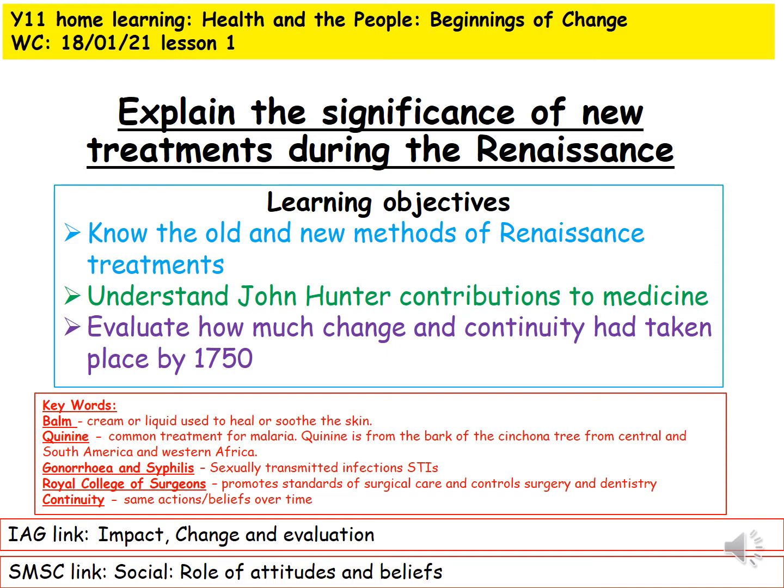We are still continuing with Health and the People and we're looking at beginnings of change, as you can see at the top of the screen. This is the last lesson on Renaissance medicine. So the three things we're looking at today is to know the old and new methods of treatments during the Renaissance, understand a man called John Hunter and how he contributed to surgery during the Renaissance, and to evaluate how much change and continuity is taking place.